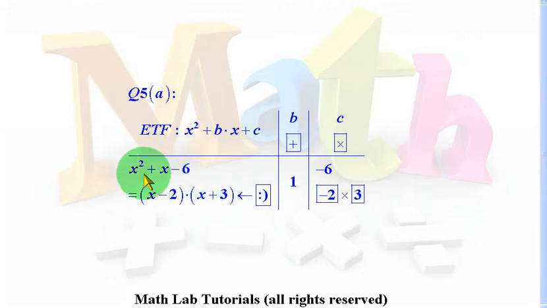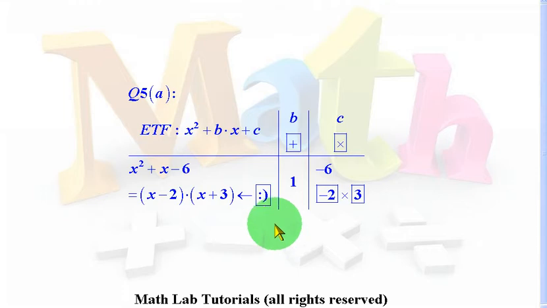X dot x is x squared, x dot 3x is 3x, and then we have minus 2x. 3x minus 2x is x, there it is. And finally, minus 2 times 3 will give you negative 6. So voila, and we're done. That's basically how easy trinomial factoring goes.